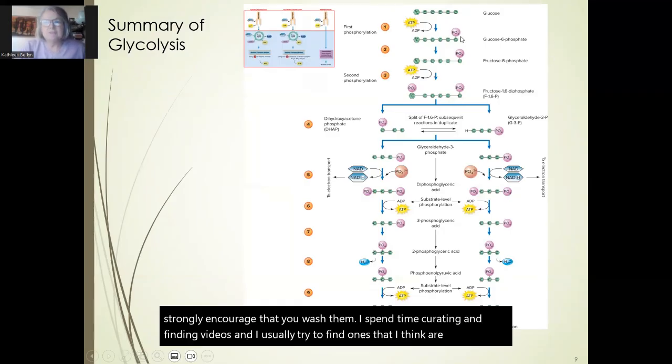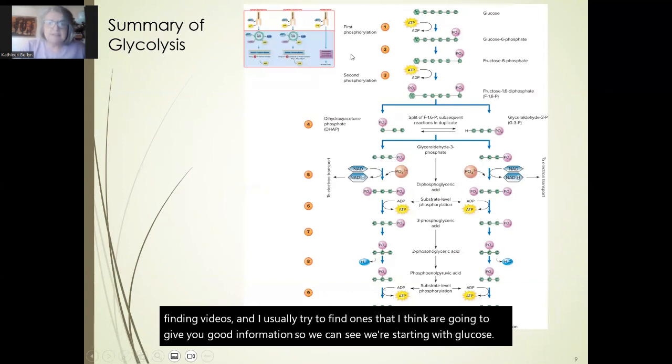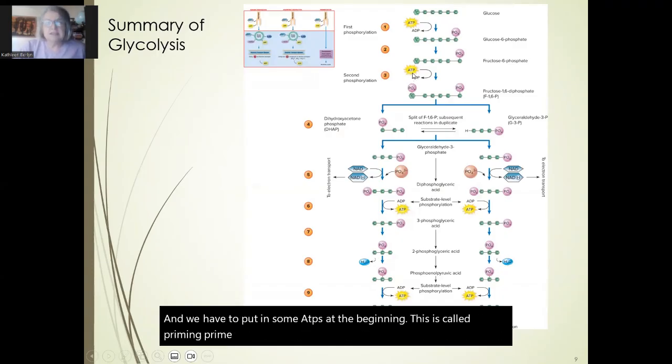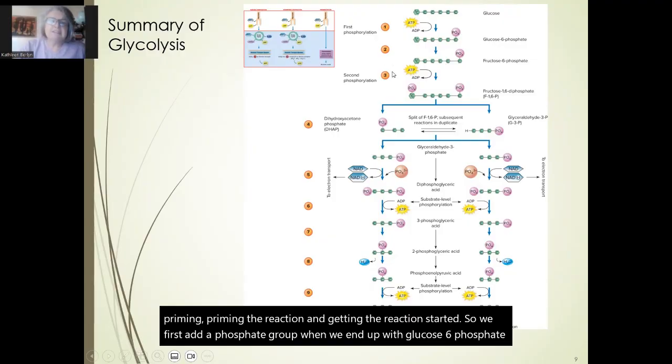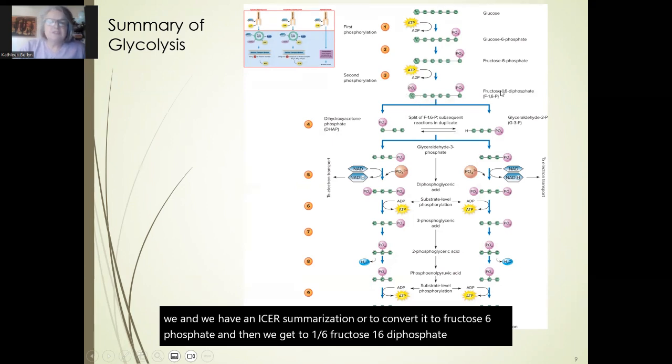So we can see we're starting with glucose, and we have to put in some ATPs at the beginning. This is called priming the reaction and getting the reaction started. So we first add a phosphate group and we end up with glucose 6-phosphate. Then we have an isomerization to convert it to fructose 6-phosphate, and then we add a second phosphate and get to fructose 1,6-diphosphate. So notice there's phosphates on either side. That's where the ATP came into play.